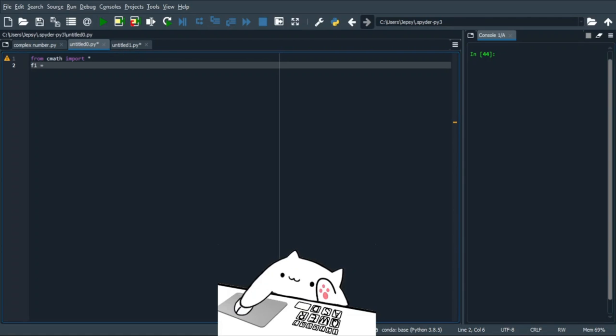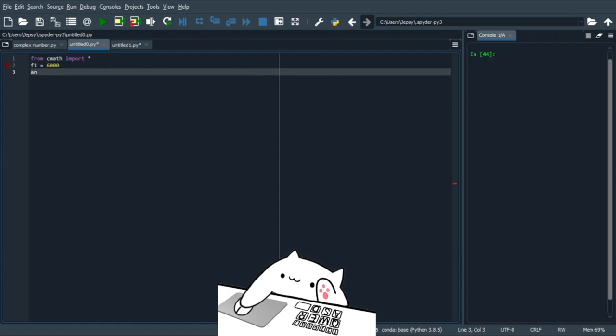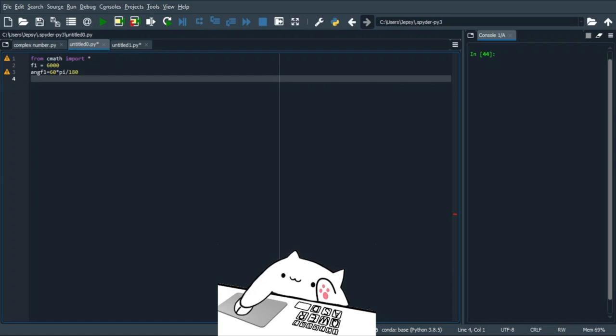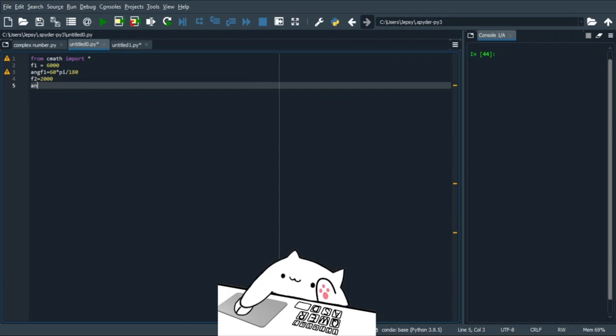So here F1 equal to 6k. Then your angle of your F1, let's say F1 is equal to 60, and you have to times it by pi over 180. Next we have your force 2, which is your 2k. Then your angle of your F2 is 45 plus 90, so that's 135 times pi divided by 180.